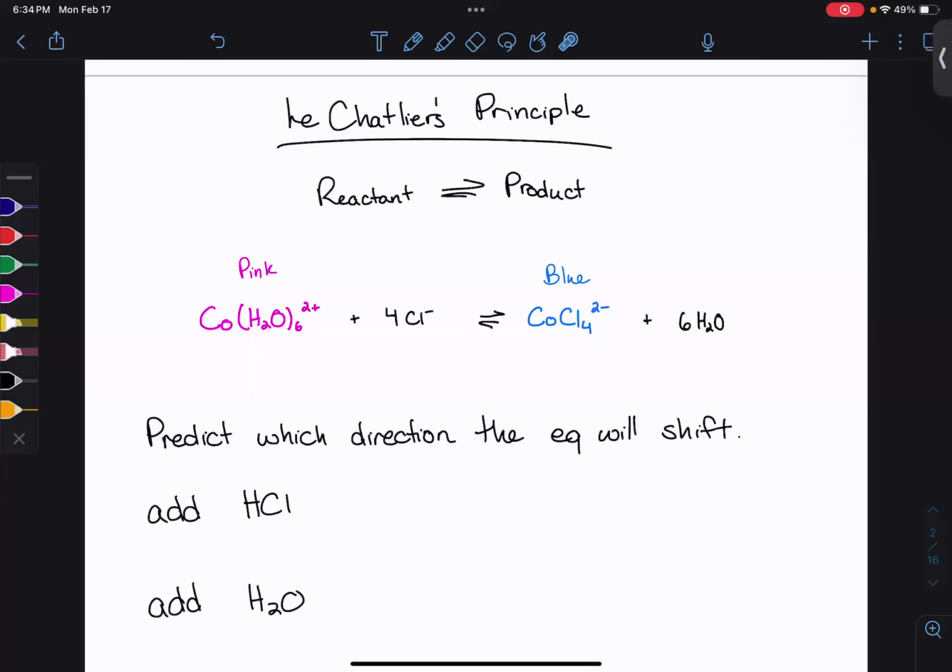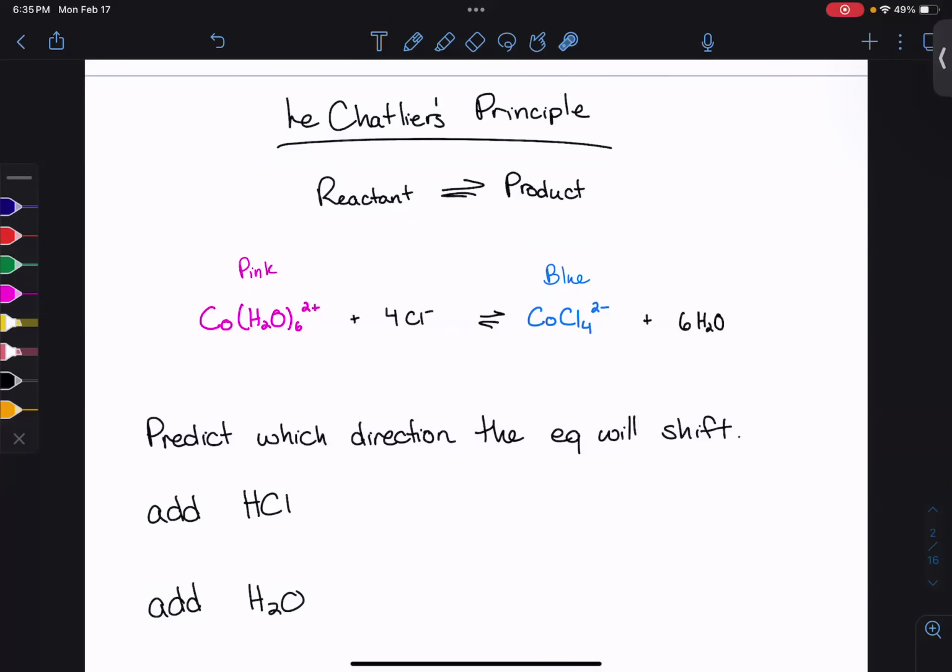All right, so what do we think will happen when we add HCl to this chemical equilibrium? Which way should it go? So HCl has H plus and Cl minus. Does that match anything in our chemical reaction? Cl minus is a reactant. So if I add HCl, a reactant, the reaction should move forward. So what should our eyeballs see? We should see it turn blue. Let's hope it turns blue.